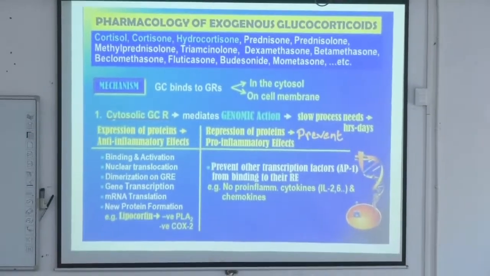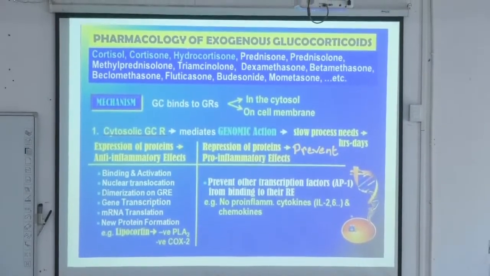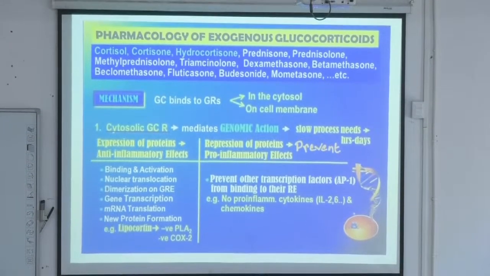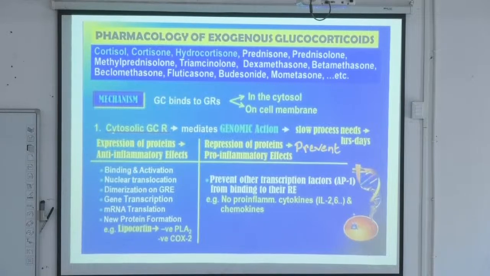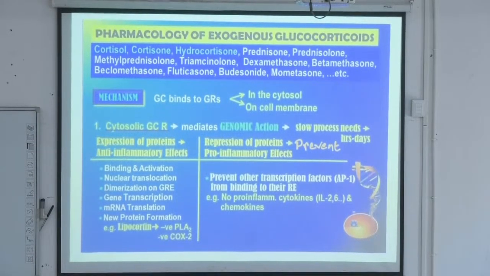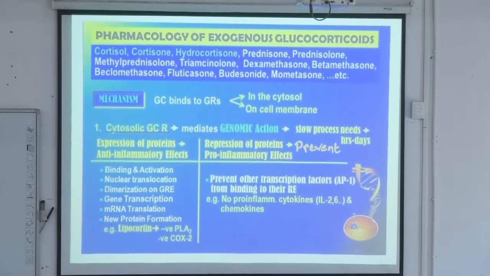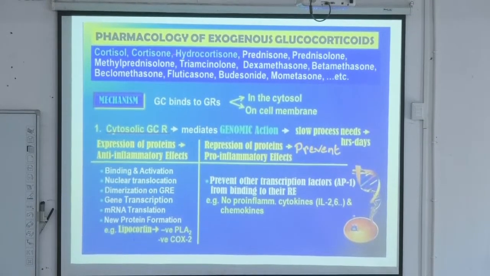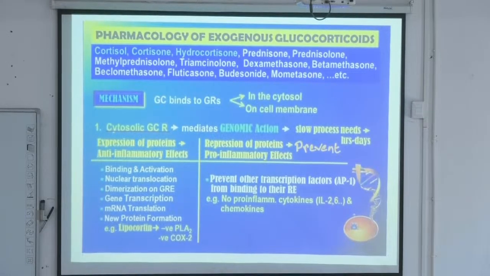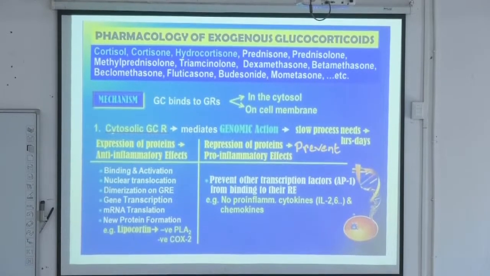A few examples are cortisol, cortisone, hydrocortisone, prednisone, prednisolone. In the next class, Dr. Siddhartha Ghosh will give you, in the very beginning, through one or two charts, the various names and preparations. The common names are written here: cortisol, cortisone, hydrocortisone, prednisone, dexamethasone, betamethasone, fluticasone, budesonide, mometasone.